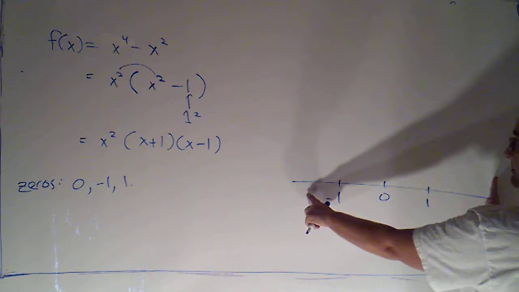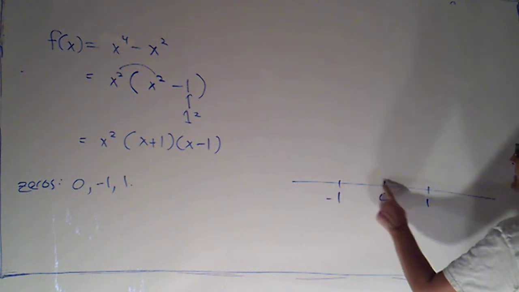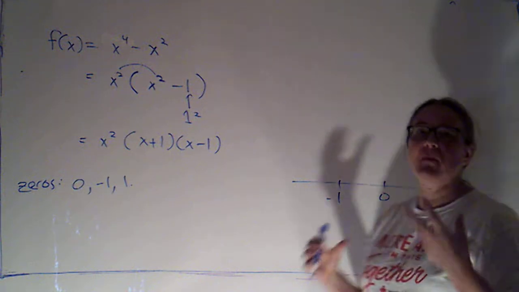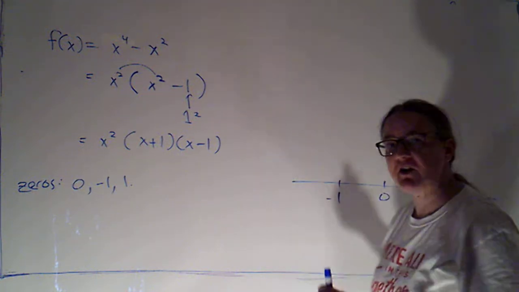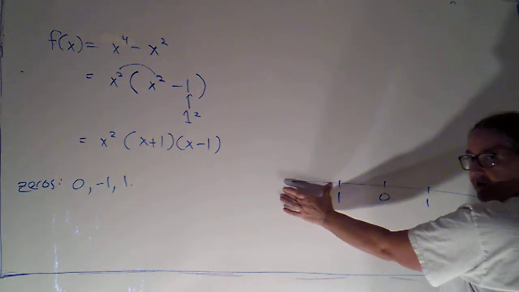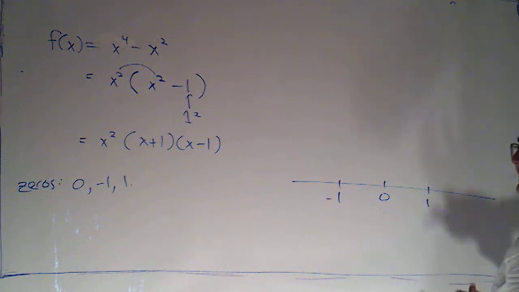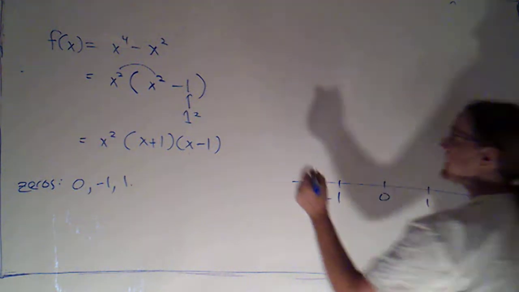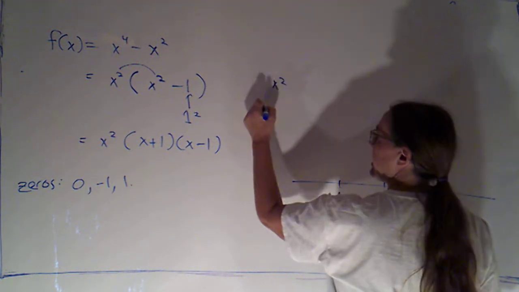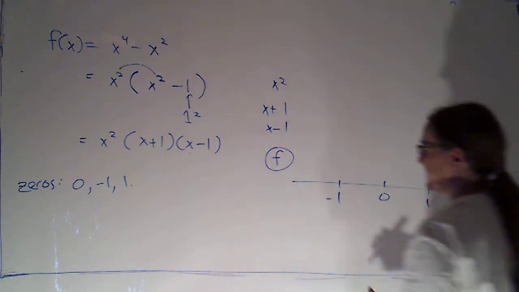That breaks my number line up into 1, 2, 3, 4 intervals. And what I know is that these are the only locations where my function could change sign. So the function is consistently either positive or negative on this entire interval. Consistently either positive or negative on this whole interval, etc., etc. And to check that sign, I find it helpful to just check each of the factors, and then I can check the final result.